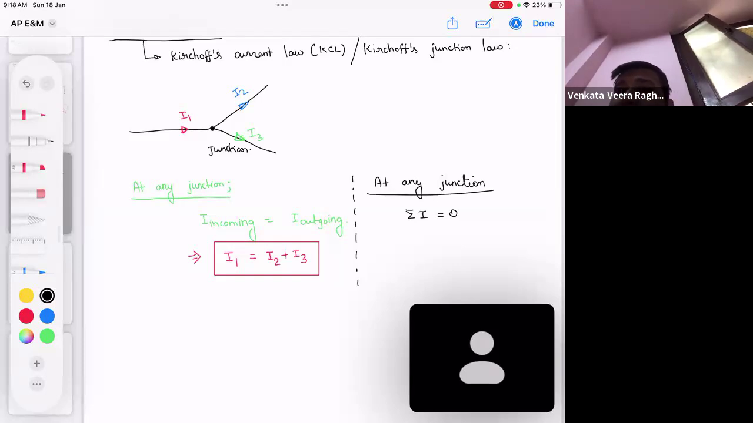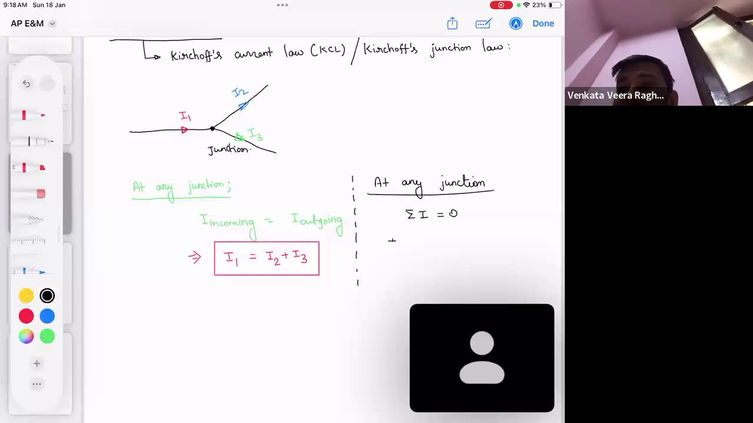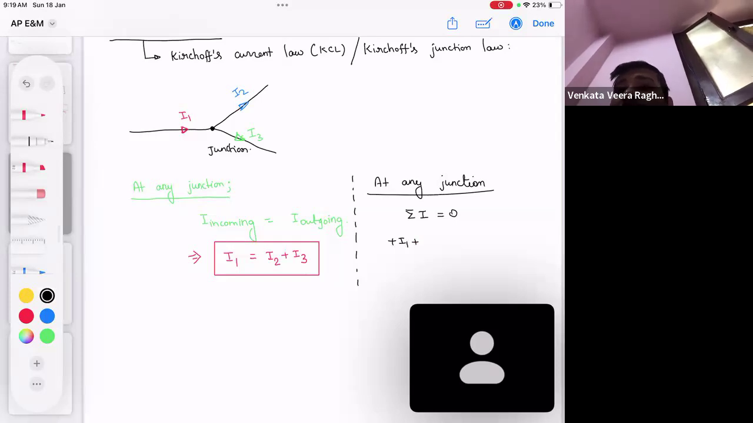Understood? So please tell me, what is the incoming current here? I1. So I will write plus I1. What is the outgoing current? Outgoing current is I2 and I3. So I will write minus I2, and minus I3. Understand? I am just adding the currents, but with the sign.